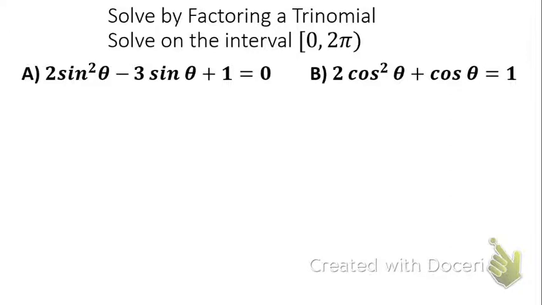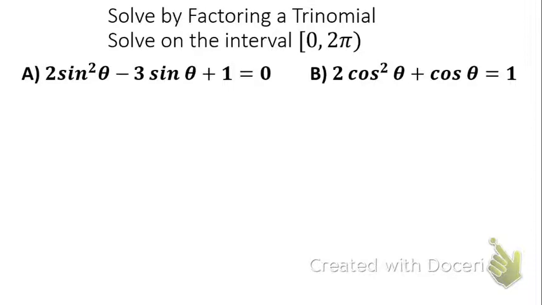So these will take a little bit of space, so you might want to only copy down one question to give yourself some room, because we have to factor. Because it says 2 sine squared minus 3 sine theta plus 1 equals 0. So this is a quadratic that we have to factor.